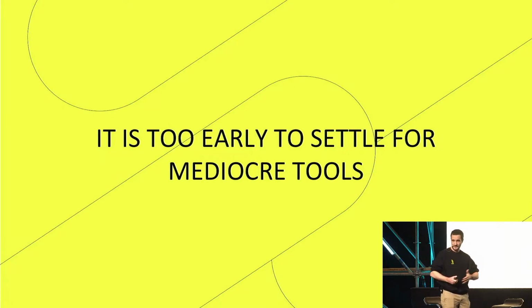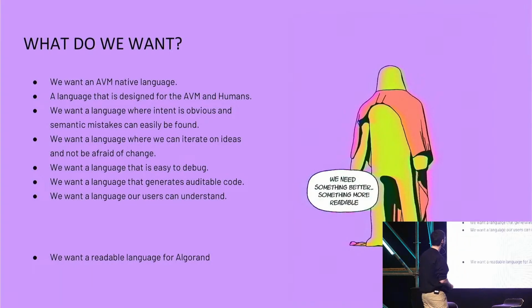I don't believe Tealish is going to be the future of Algorand. There may be many things that will come later and can replace it or do things much better than anything that we can think of, but we want to offer an alternative to the tools that are there at the moment, an alternative way of thinking about the problem. So what do we want?